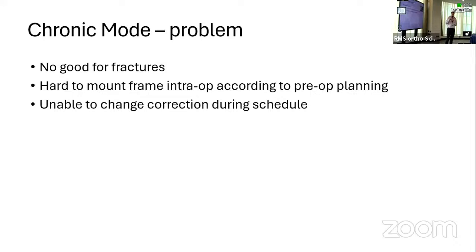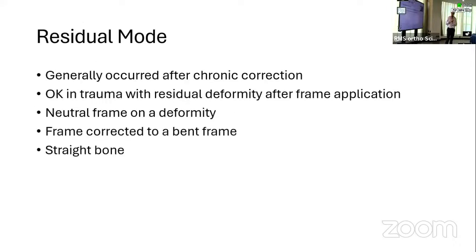So the problem with the chronic mode was that it was no good for fractures. If it was mobile, it wouldn't really work. You had to mount the frame intraoperatively according to your pre-op plan. So you had to say, okay, I'm going to put my reference ring at the level of the scar or a fracture or a physis. And then once you did, you couldn't change, you then had to follow the program, follow the prescription. You couldn't change direction if it was going wrong.